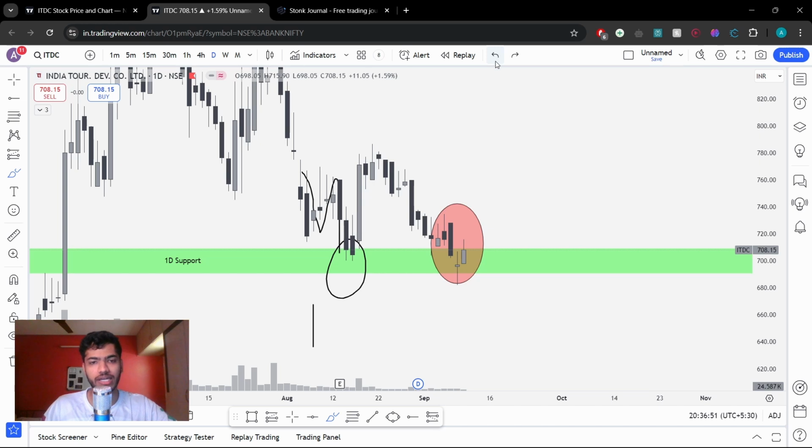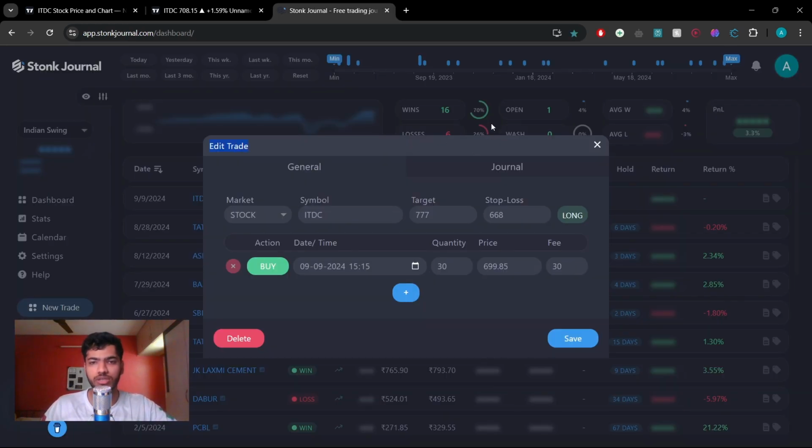So yesterday only I entered, but I entered with half quantity. So I'll take you guys to my journal. As you can see, ITDC on 9th of September. So today is 10th of September, right? So yesterday at 3:15 p.m., basically at closing time, I entered this stock with half quantity. So if you can see right here, I entered with 30 quantity. I'm going to add more quantity in this stock. Let's see how it plays out.